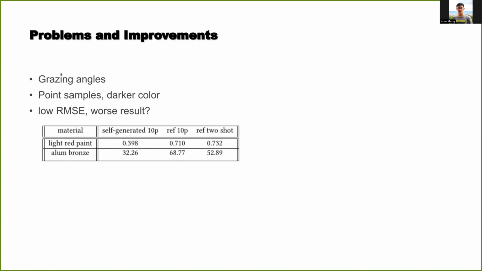For these two issues, I think we can find some way to work on this to make the results better. And that's all of my final project. Thank you.